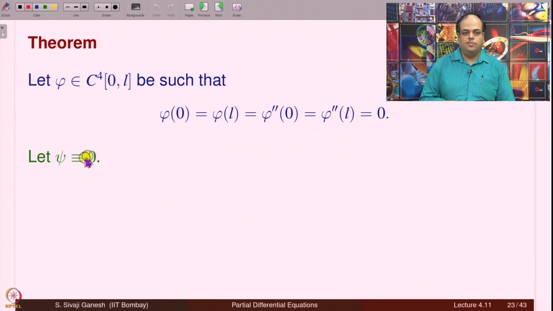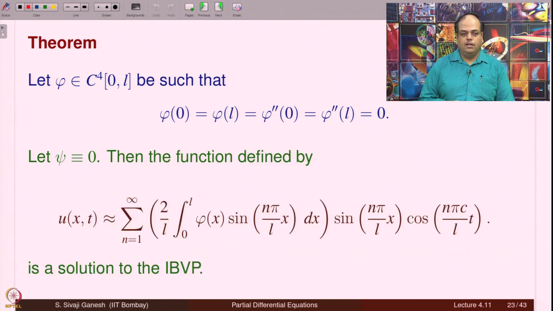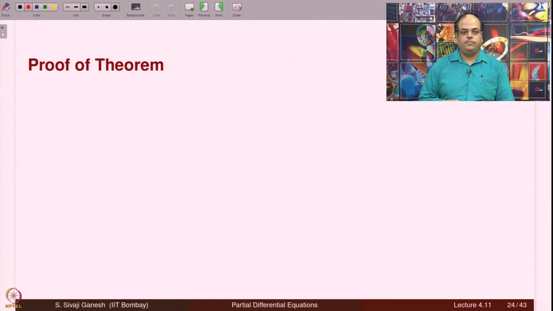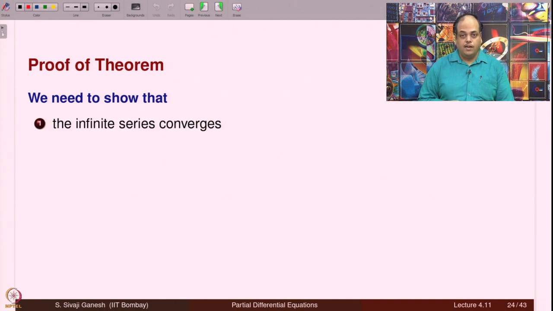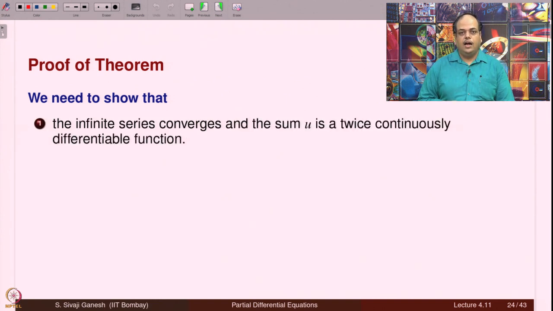And here we are assuming psi equal to 0. Then the function defined by this formal infinite series is a solution to the IBVP. Let us prove this theorem. We need to show that the infinite series converges and the resultant function that we get is a twice continuously differentiable function. Let us call it u itself.